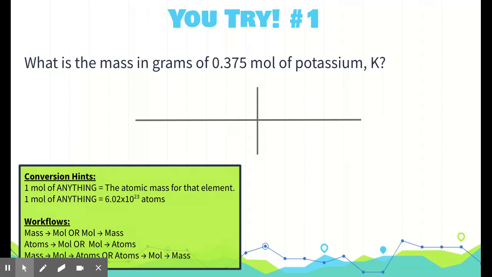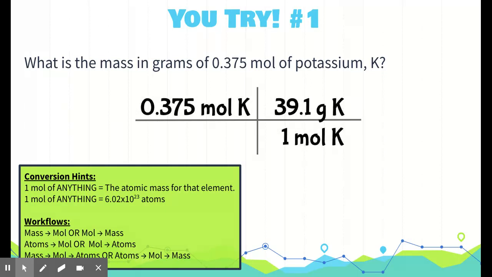If you don't want to pause, and you just want to keep going, we'll go ahead and go through it. So you're starting out with the 0.375 moles of potassium. Moles of potassium is the unit we have, so we have to put that down here. 1 mole of anything is equal to its atomic mass from your periodic table. So that's something you can remember.